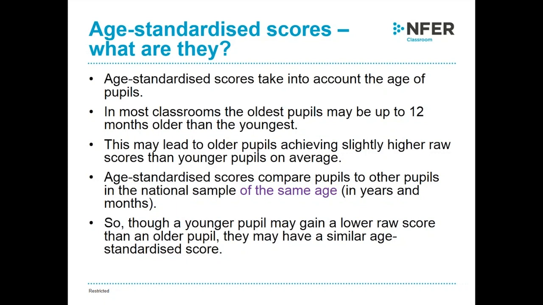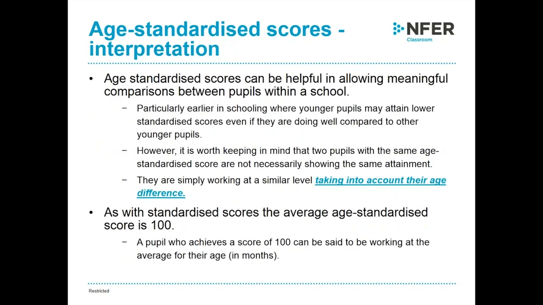Age standardised scores can be helpful in allowing meaningful comparisons between pupils within a school, particularly earlier in schooling where younger pupils may attain lower standardised scores, even if they are doing well compared to other younger pupils. However, it is worth keeping in mind that two pupils with the same age standardised score are not necessarily showing the same attainment. They are simply working at a similar level, taking into account their age difference. As with standardised scores, the average age standardised score is 100. A pupil who achieves a score of 100 can be said to be working at the average for their age.